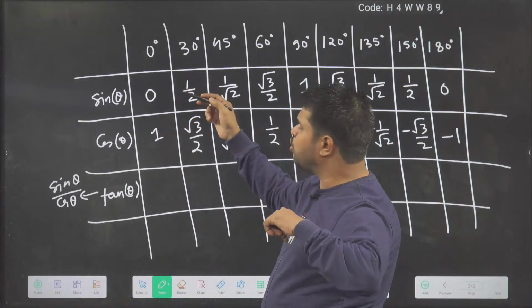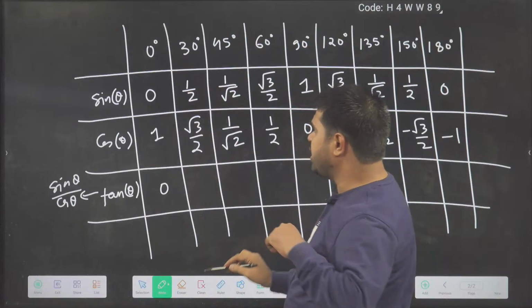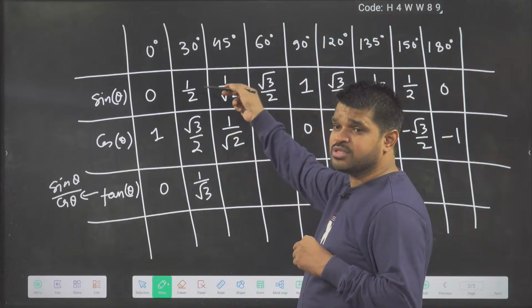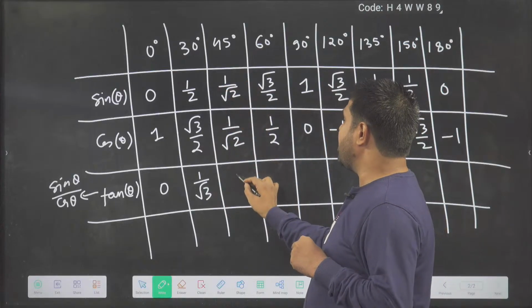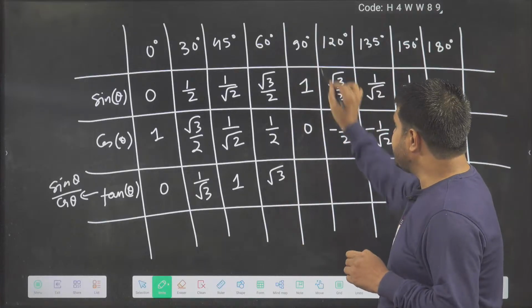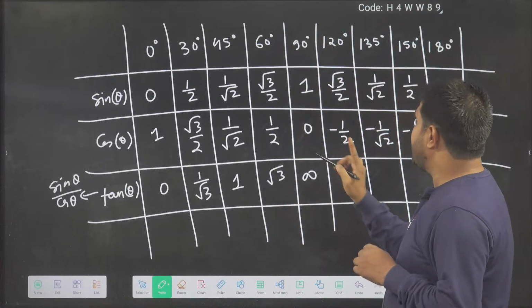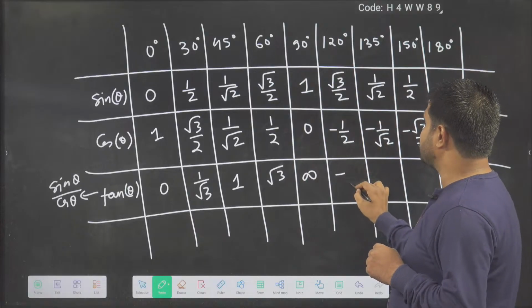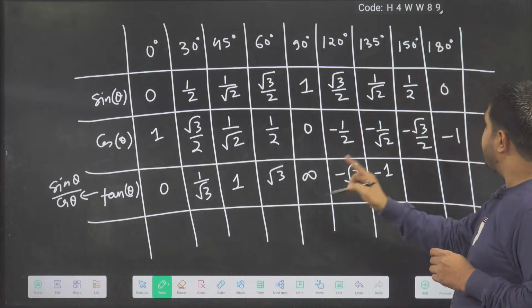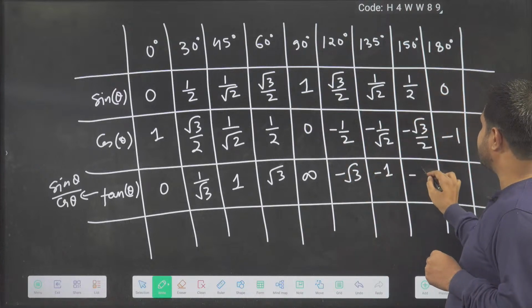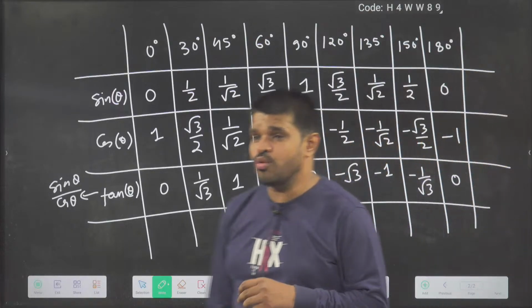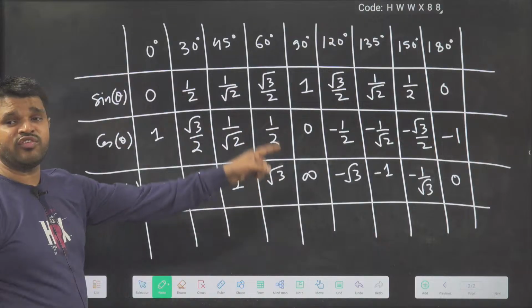So what is tan 0? 0 by 1, 0. Okay, tan 30 is 1 by root 3. You can cross verify. If you divide sine and cos, you will get tan. Okay, tan 45 is 1, tan 60 root 3, okay, tan 90 infinity, okay, tan 120 is minus root 3, tan 135 is minus 1, okay, tan of 150 degree is minus 1 by root 3, and tan 180 degree is again what, 0.